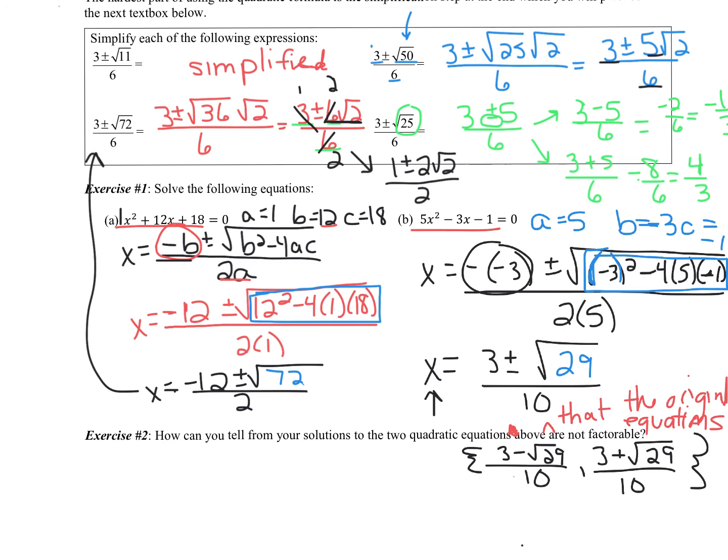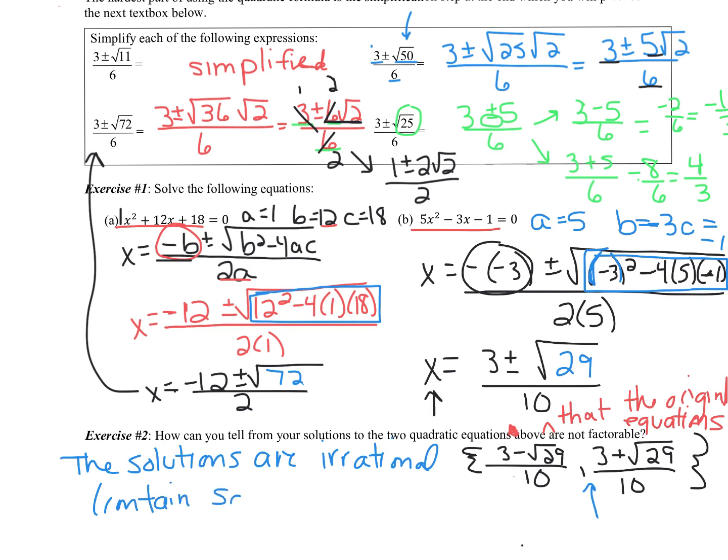And the answer is, when I get answers like this, answers with square roots, which are irrational numbers, if they have those square roots left that don't simplify, there's no way that I would have gotten that if I had factored. So my answer is the solutions are irrational. And what that means is contain square roots.